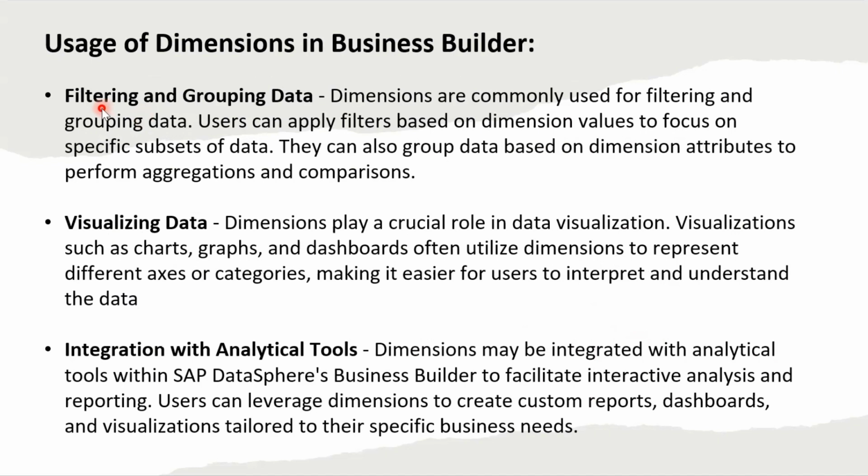Then further we have filtering and grouping of the data. Dimensions are commonly used for filtering and grouping data. If a dimension wouldn't be there, then we would just know the total revenue. But if we have a dimension, for example fiscal year period, then we can filter a particular period, for example February 2024, and analyze all aspects of the data for only that particular period. Similarly, other dimensions can also be used for filtering or grouping of the data. Users can apply filters based on dimension values to focus on specific subsets of the data. They can also group based on dimension attributes to perform aggregations and comparisons.